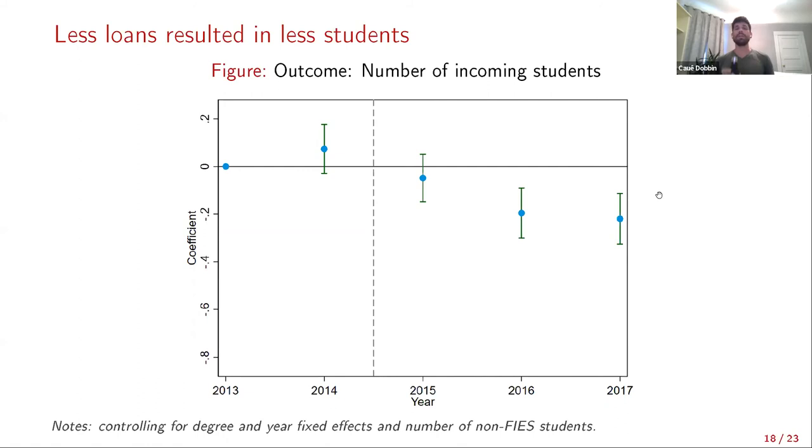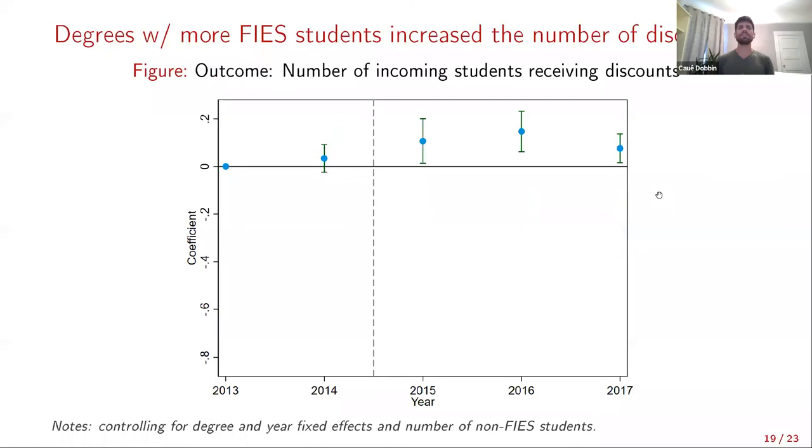Now, the first reason is that maybe some students could pay out of pocket anyway, so they wouldn't be affected regardless of anything. But then on top of that, we also have to consider the supply side responses, so how the degrees are responding to the policy. And the first of these responses is the number of people getting discounts.